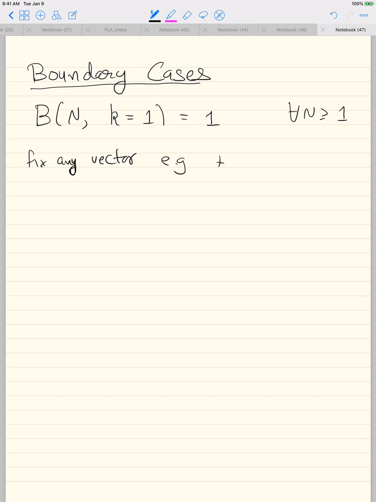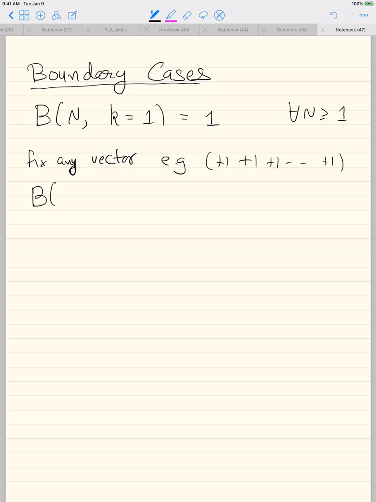Say you fix any vector, say plus plus plus like this. Then to get another vector, you have to change at least one coordinate. If you want to add a second vector, you have to change at least one of the coordinates. But that is shattering that particular coordinate. Then you cannot have k equals 1, because k equals 1 means no coordinate can be shattered. You cannot have two combinations at any one point. So this is clear.